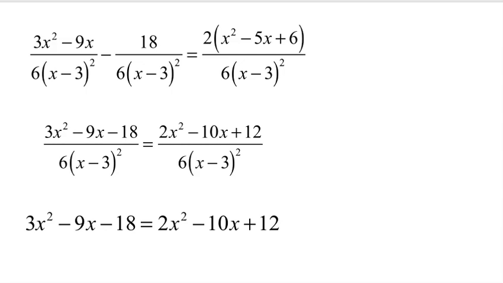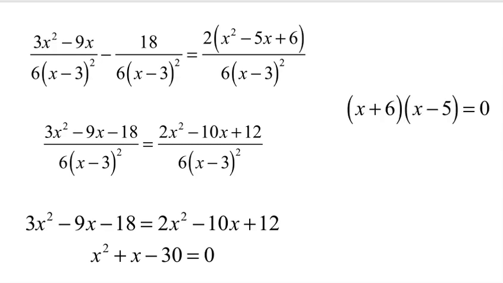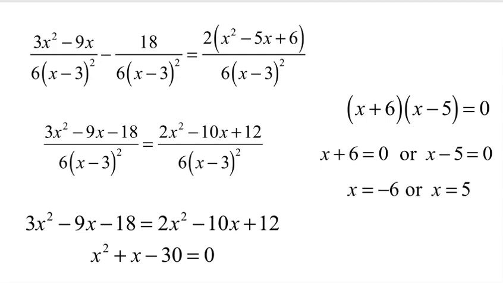Now we've got to solve this quadratic equation with factoring. We will subtract 2x squared from each side. 3x squared minus 2x squared is 1x squared. We'll add 10x to both sides. Negative 9x plus 10x is plus x. We'll subtract 12 from both sides. Negative 18 minus 12 is negative 30. So we get x squared plus x minus 30 is 0. Factoring that, we will get x plus 6 times x minus 5 is 0. Therefore, x plus 6 is 0 or x minus 5 is 0. Solving that, x equals negative 6 or x equals 5.